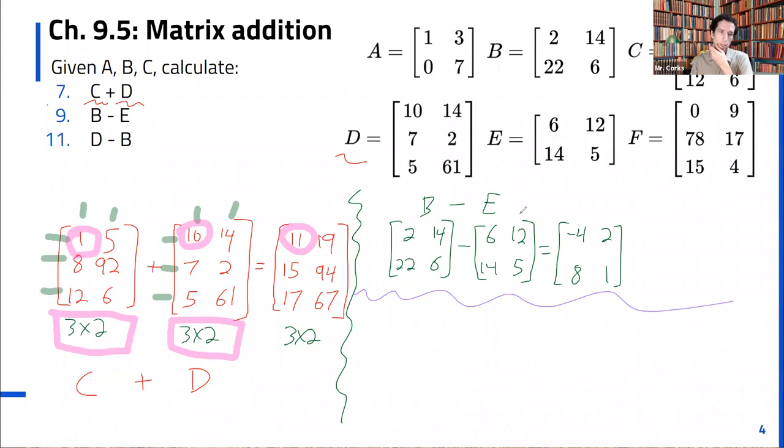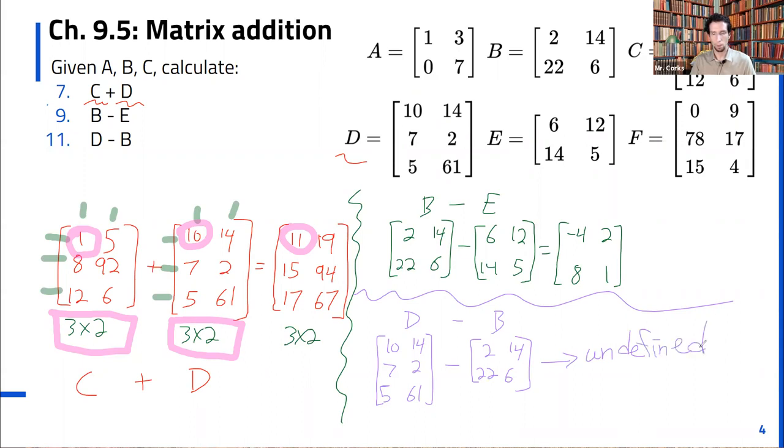The last one, D minus B. Impossible, we stop. Okay, why does it not work? Because D is a 3 by 2 system and B is a 2 by 2 system. So we have different dimensions, so we cannot add them. Minus, let's write this up here, 2, 14, 22, and 6. This is undefined. So that's our result. This is an undefined operation. There are conditions about doing matrix addition or subtraction. This doesn't fulfill those conditions. So we just stop. We say we can't do it. So this is an undefined operation.